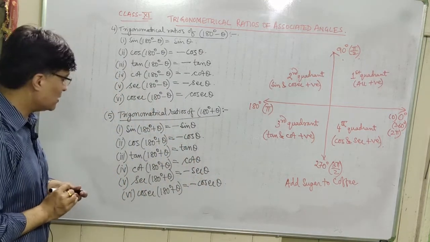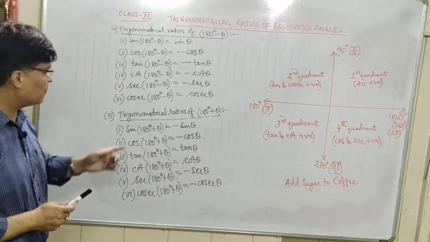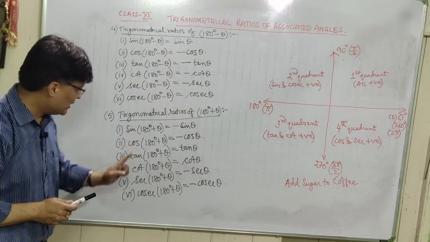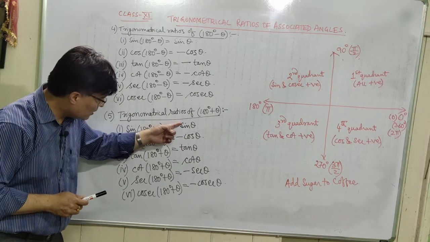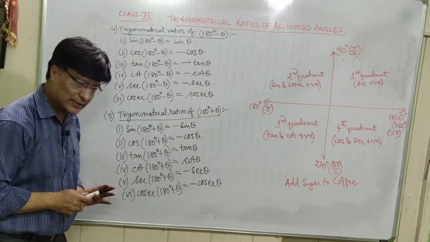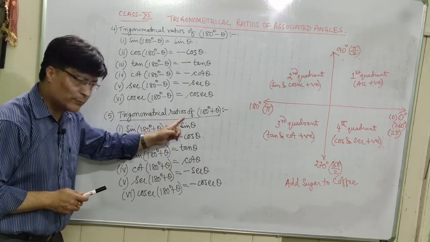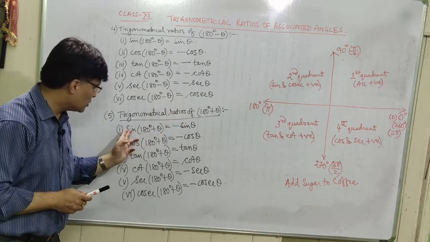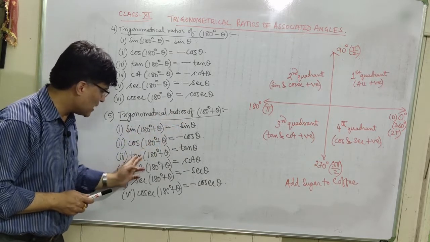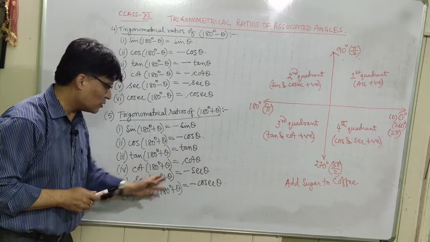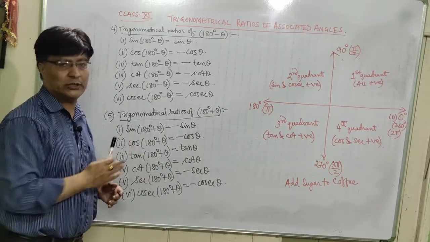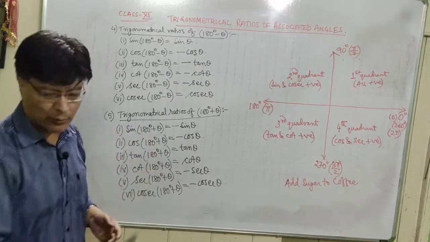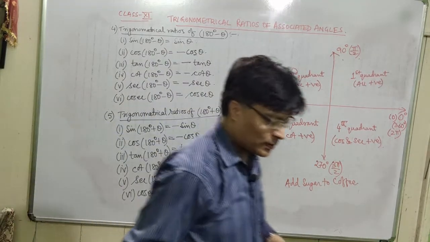So 180 degree plus theta lies in the third quadrant, and in the third quadrant only tan and cot are positive, but the other trigonometric ratios are negative. Since 180 is equal to 90 into 2, sine remains sine, and cos, tan, cot, sec, and cosec remain the same. So trigonometrical ratios do not change here. So we can copy it. Now we'll do another formula.